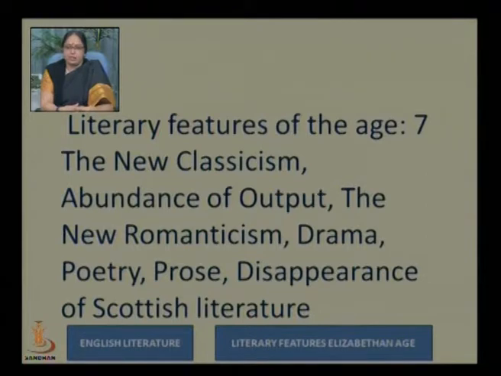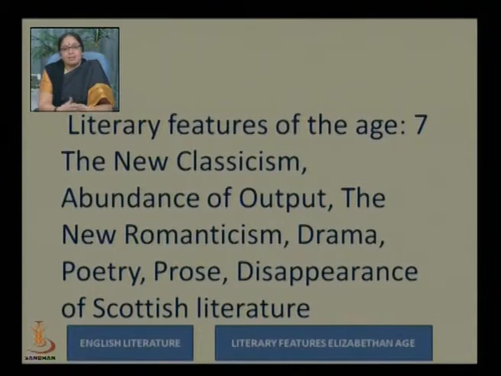This is another feature which you can see. We will discuss it at length. Drama was at its best. All the best English plays were written during this period. And Shakespeare, as I mentioned earlier, belonged to this age, and therefore he enriched English literature with his literary production.